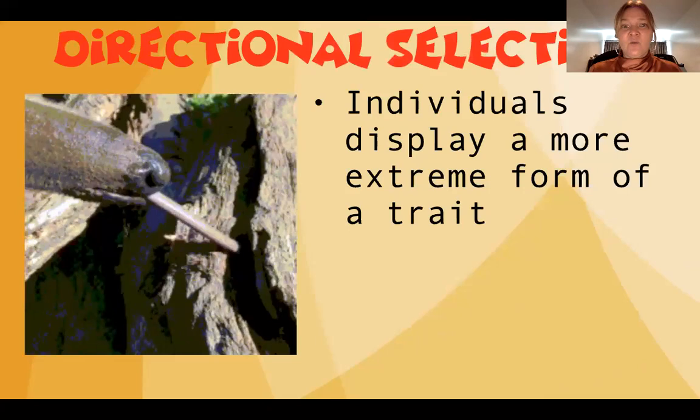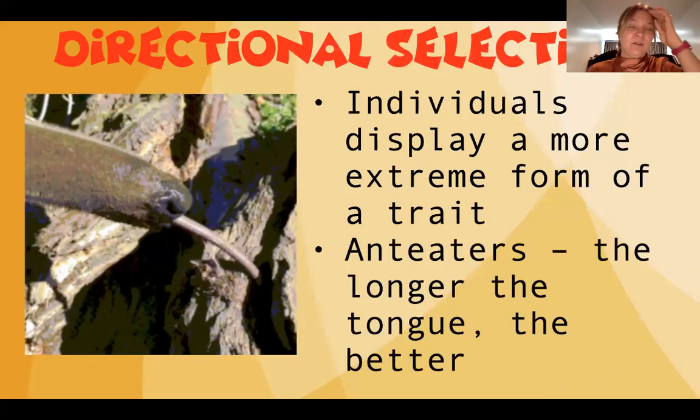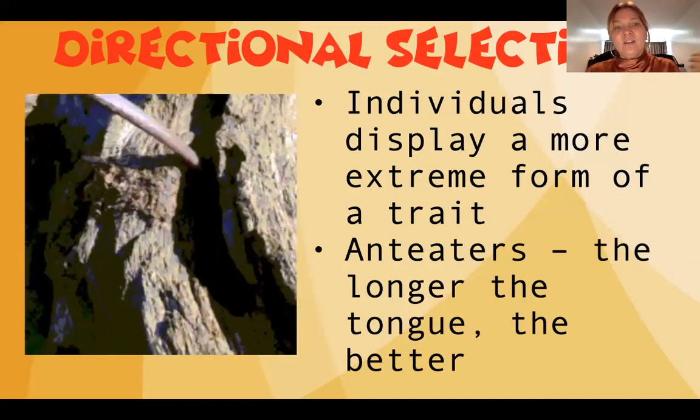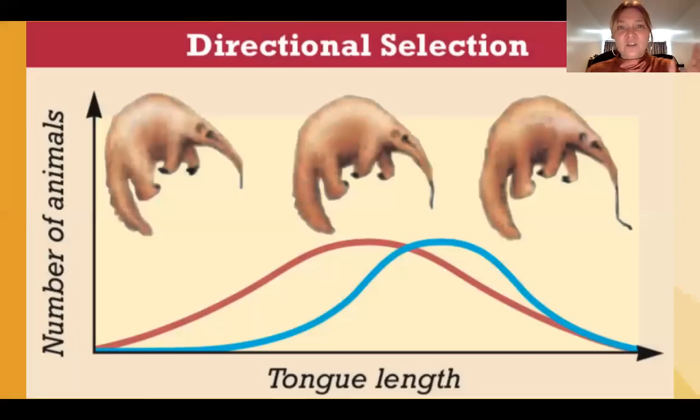Directional selection is where individuals display a more extreme form of a trait. And a good example of that is the anteater. The longer the tongue, the better. So the bell curve that you will see for directional selection, the red line is for the average bell curve, and the blue line represents directional selection. So if you think of a trait where either a more or a less extreme version of the average form is favored for fitness for a species, that is an example of directional selection.